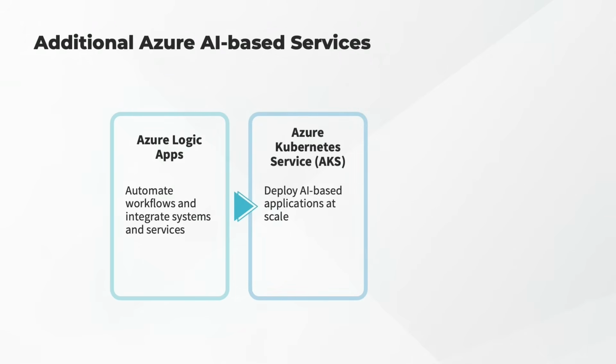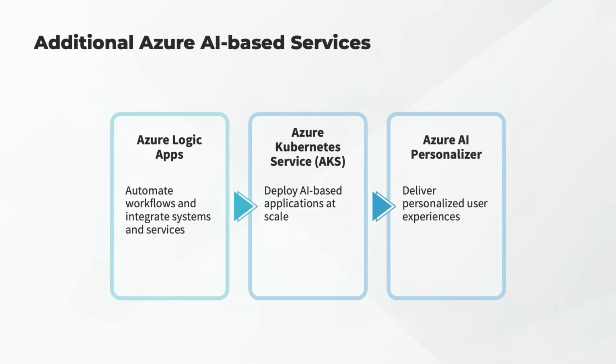Azure Kubernetes Service, or AKS, while not exclusively an AI service, can be used to deploy AI applications at scale. It can host AI-driven applications that enhance SRE practices, like monitoring tools and automation engines, within containerized environments. And Azure Personalizer is an AI service offering a personalized user experience. In SRE, this could be used to tailor dashboards and incident reports to individual preferences, helping improve the efficiency of monitoring and analysis tasks.